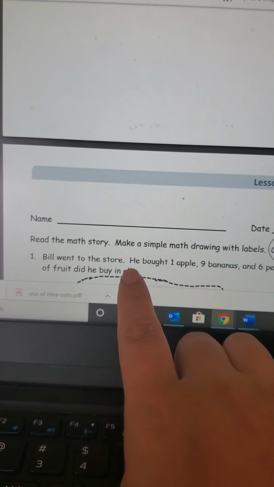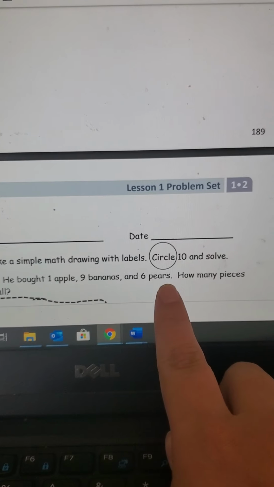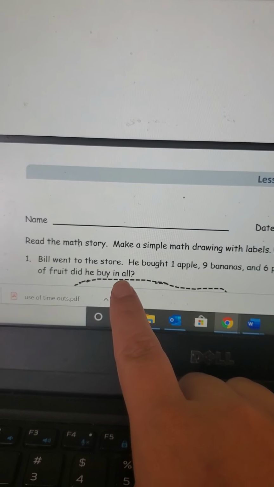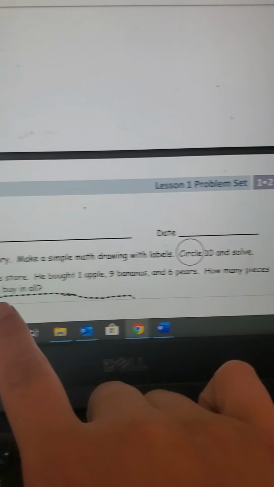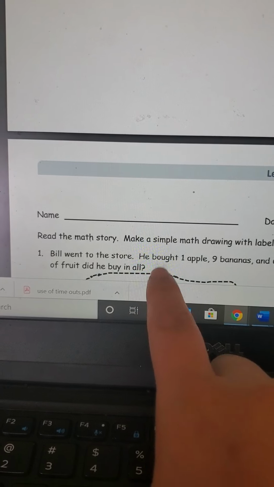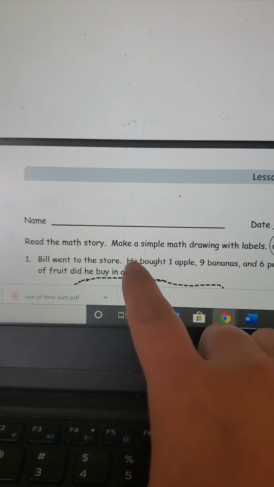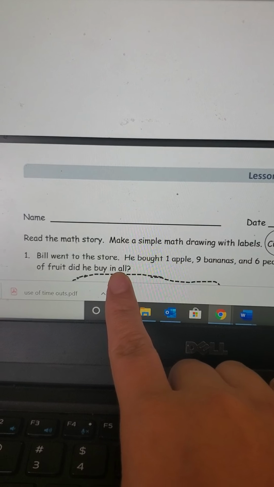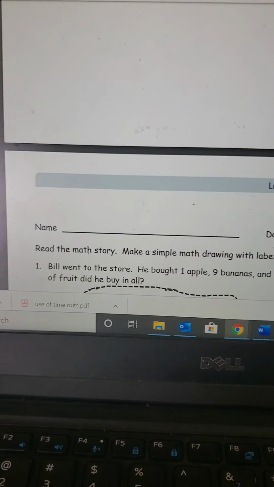This one says, Bill went to the store. He bought 1 apple, 9 bananas, and 6 pears. How many pieces of fruit did he buy in all? Well, this last sentence right here, how many pieces of fruit did he buy in all? That's telling me I'm going to do what? If we're putting it all together, that most likely means that we're going to add. Okay, so right off the bat, I already know I'm going to add.